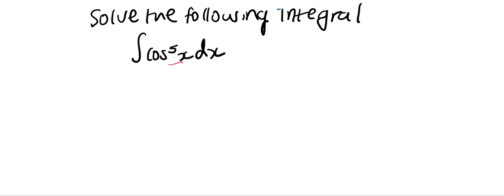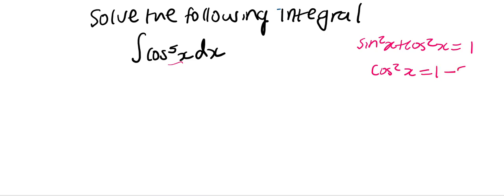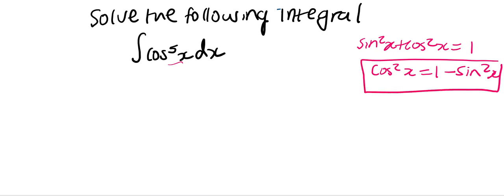If you are doing trigonometric integration and the power is odd, the identity that you use is sine squared x plus cos squared x equals 1, and you can write this as cos squared x equals 1 minus sine squared x. So if the power of cos is odd, then you will be using this identity over here.